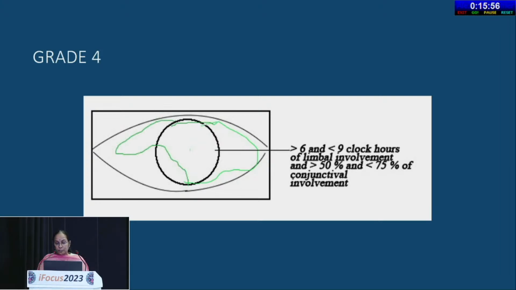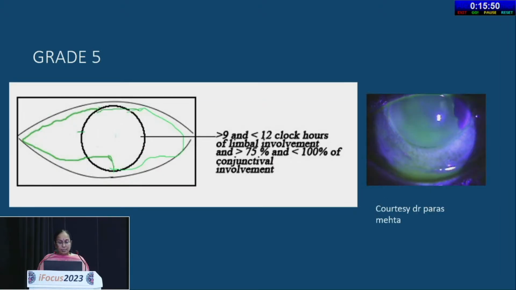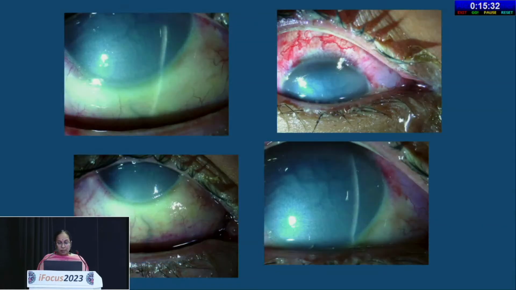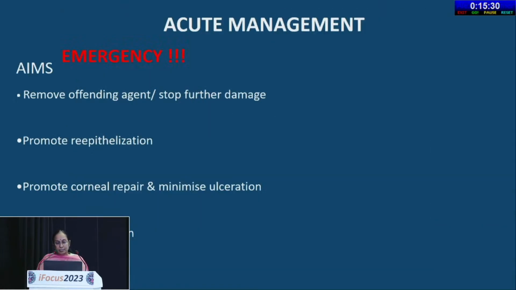Here you find 6 to 9 clock hours of limbal involvement, more than 50%, less than 75% of conjunctival involvement. Grade 5, you can see a similar picture clinically here. And you can see there are more than 9, less than 12 hours of limbal involvement, and less than 100% but more than 75% of conjunctival involvement. Whereas grade 6 has all 12 hours of limbal involvement and 100% of conjunctival involvement in a case like this.